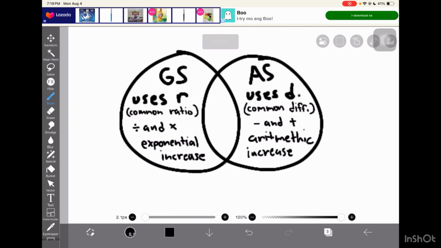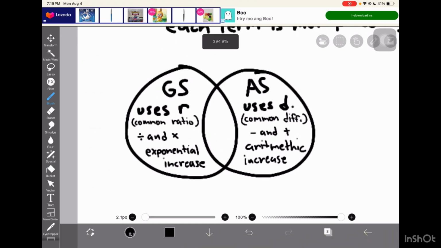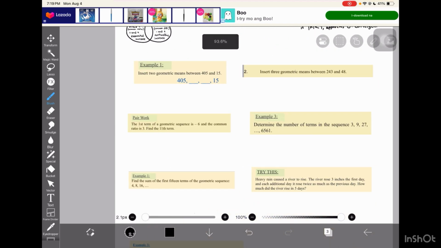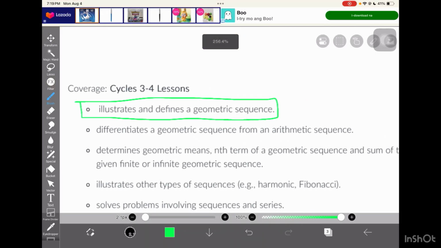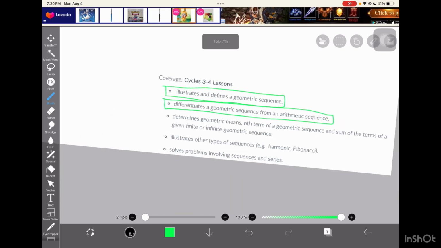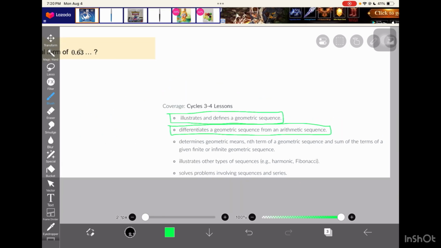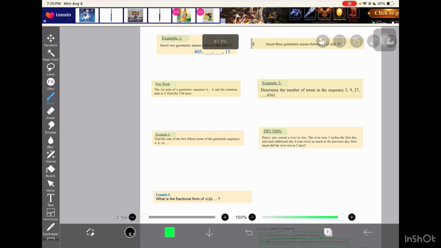You can screenshot this GS versus AS for free. It's fine. Just review it later on. So there you go. In a nutshell, that's basically the difference between a geometric sequence and an arithmetic sequence. All right, here comes the main part of our discussion.